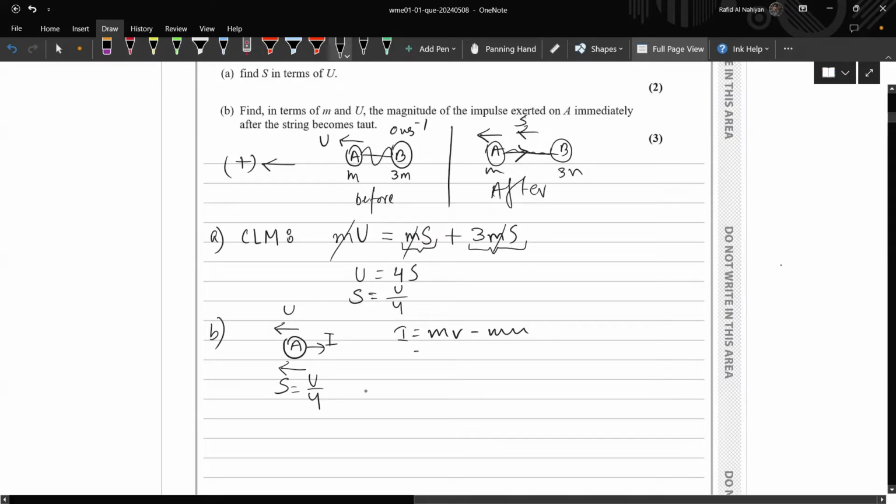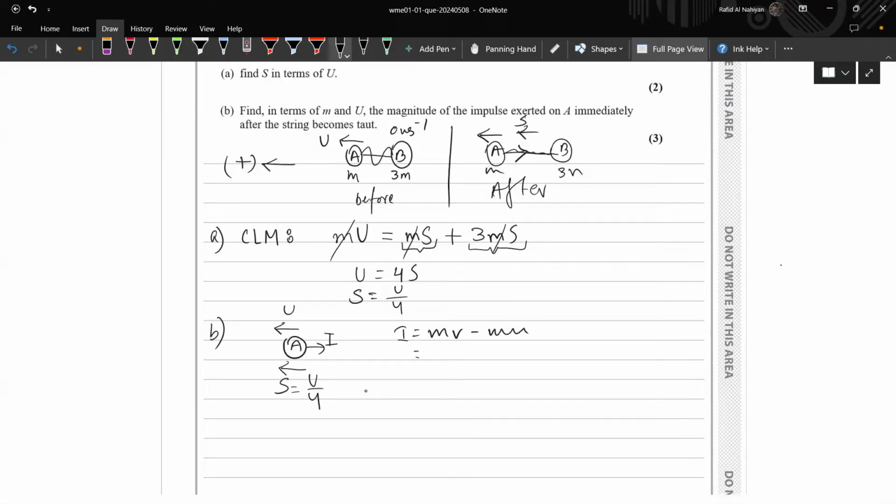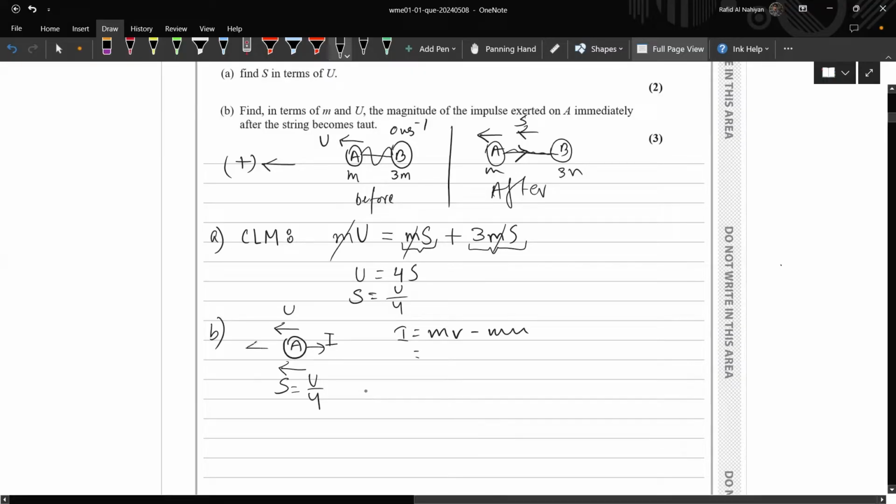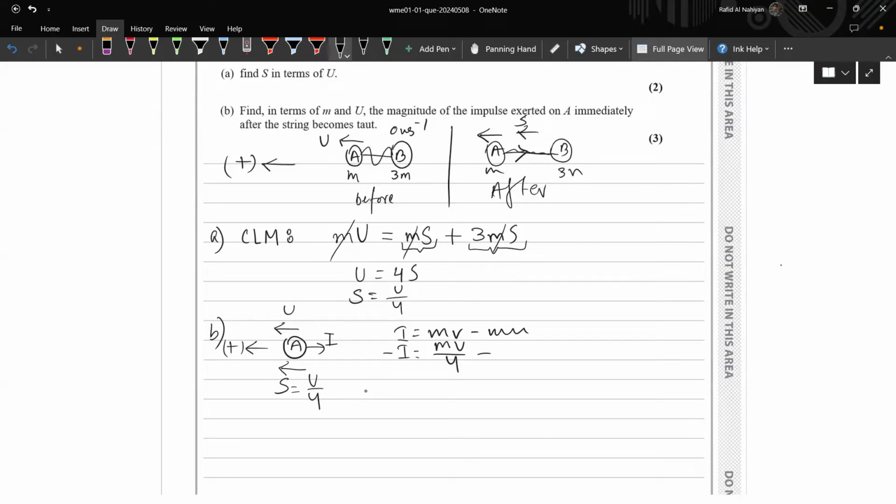So the impulse here would be, since impulse is in the opposite direction and we're dealing with vector quantities, I'm going to take this direction as positive. So when I write down impulse, I'm just going to put a negative sign before it. Okay, the final velocity is mu by 4, and the initial velocity was u, and they're all in this direction towards the left. So I'm going to keep the signs as they are.